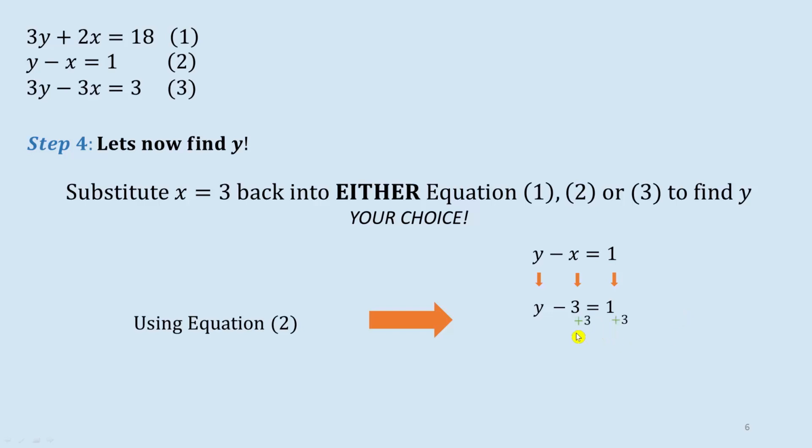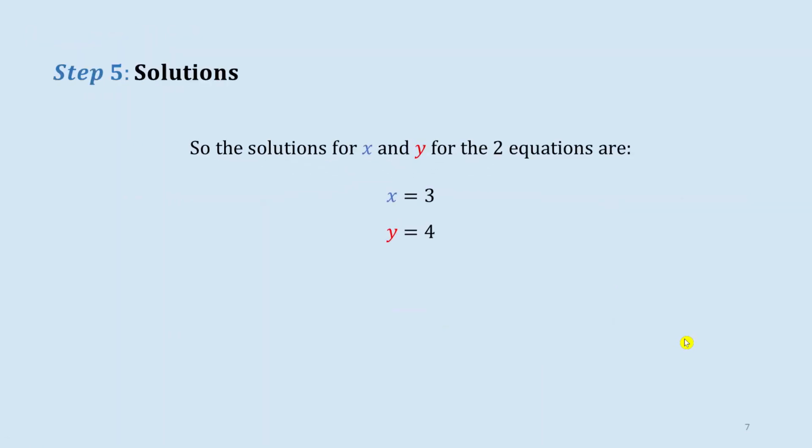And whatever we do to the left-hand side, we do to the right-hand side. So now we're left with minus 3 plus 3, which is 0, so all this is gone. We'll be left with y plus 0 equals 4, because 1 plus 3 gives me 4 on the right-hand side. So we're left with just y equals 4. This 0 goes away because it's nothing. So our two solutions for the two equations are x equals 3 and y equals 4.